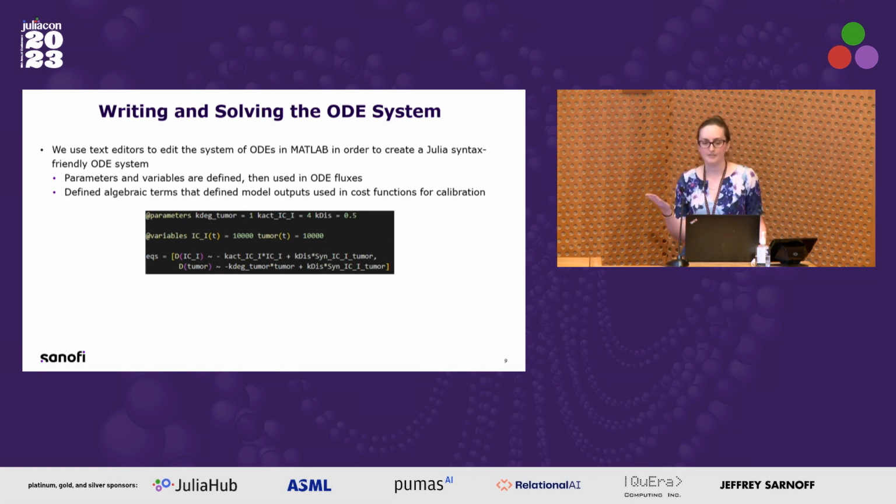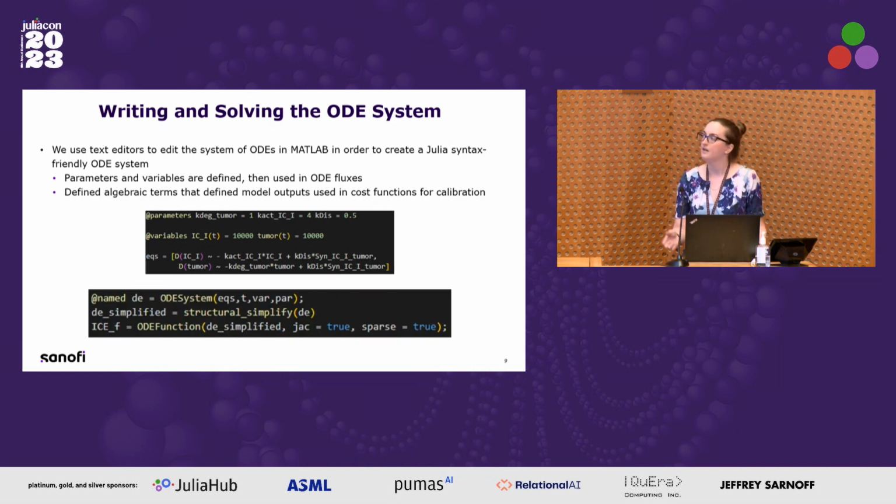First, we define all of our parameters and variables and their initial conditions at the start of the script, and then we have a large block that lists out all of our ODEs. We also define algebraic terms that help us define how exactly we're defining things like activation and cytotoxicity in our model, so we can later pull that in for our cost function evaluation. After all of those things are defined, we can create the ODE system. We also use structural simplify because we've included some algebraic terms, and then we're able to define our ODE function.